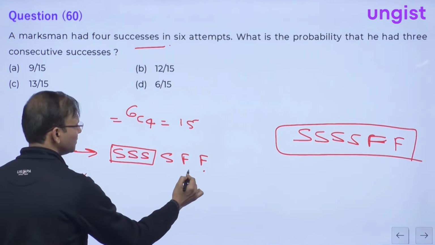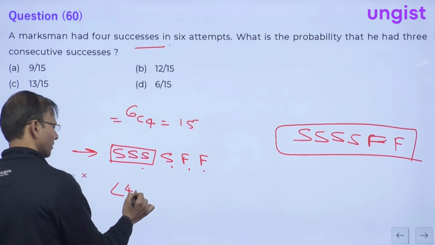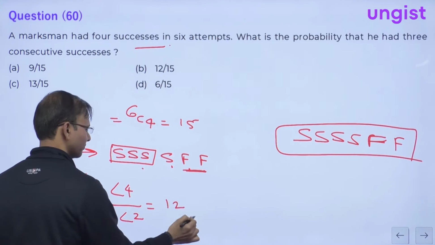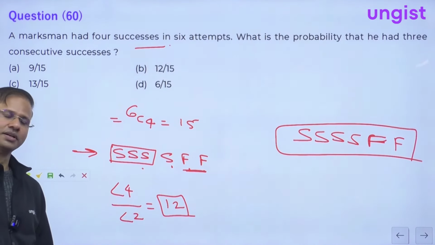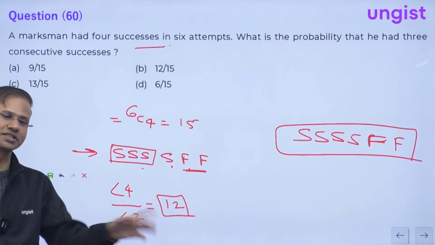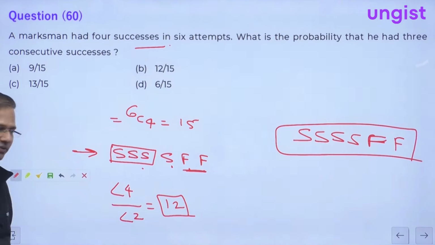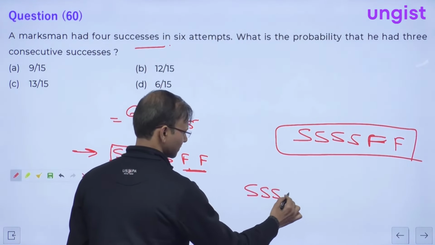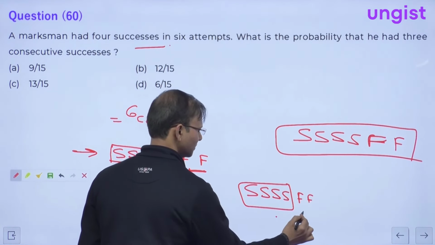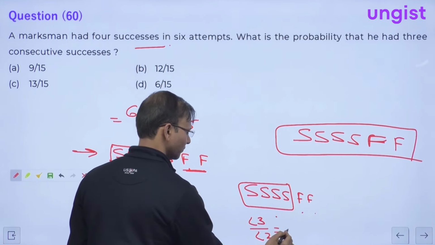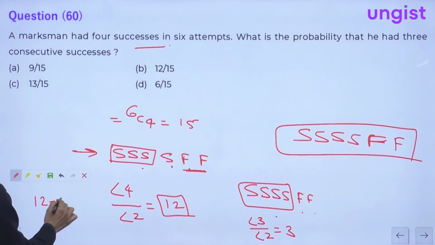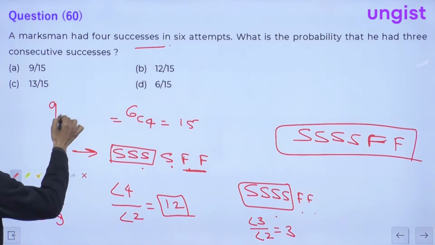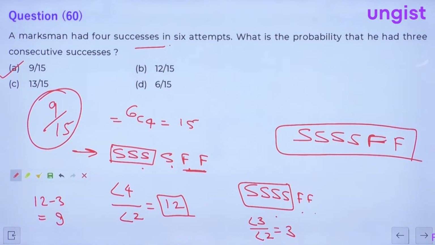So here 1 2 3 4. So factorial 4 divided by factorial 2. Right, this is 12. So 12 are the total cases where we have 3 consecutive successes. But in these cases, some cases are there where we have 4 consecutive successes also. So we need to subtract 4 consecutive success from this. 1, 2, 3. So factorial 3 by factorial 2, which is 3. So 12 minus 3 is 9. So 9 by 15 is the final answer. Right? Everyone clear? Ek baar kar lijiyega isko ghar pe acche se. 9 by 15 is the final answer.